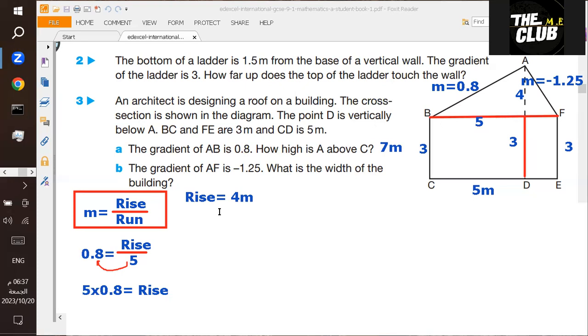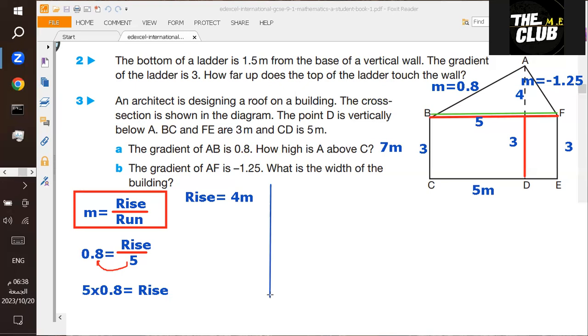The question says what is the width of the building? The width of the building means the whole width from B to F. Now I know that this part is 5, so I need to find this part from this point to F. Same idea, I have the rise, I have the gradient, I need to find the run. I'm going to use gradient equals rise over run to find the rest of the width of the building, and then add it to the 5.